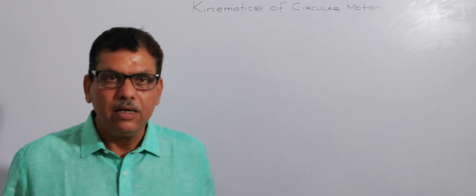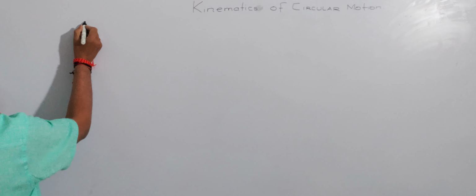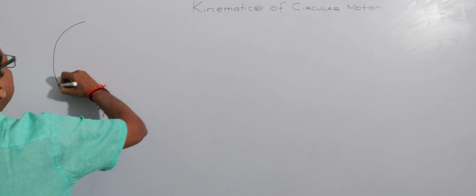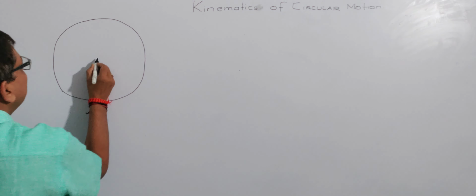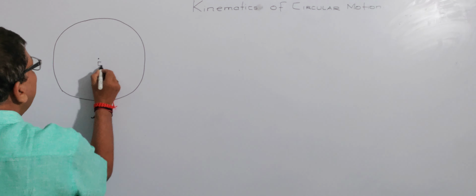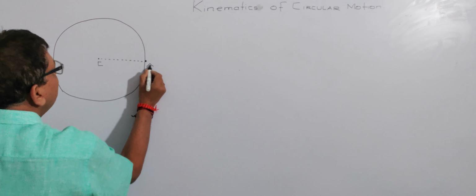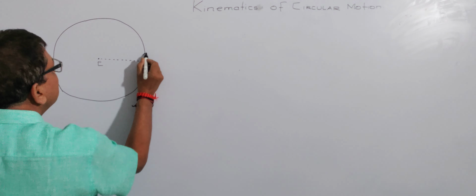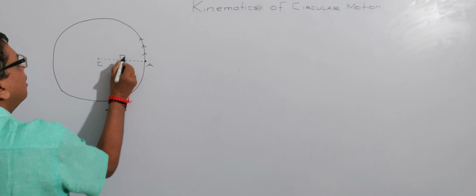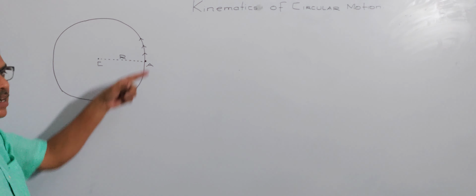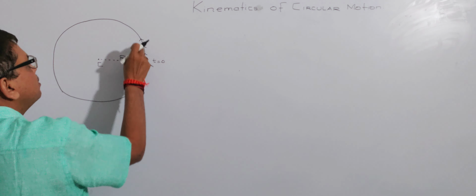Suppose on a circular path, let us take this is the center, and at t equals 0 the object is at A, and it starts moving on this circular track. The radius of the circular track is R. At t equals 0, the object starts moving on this circular path.